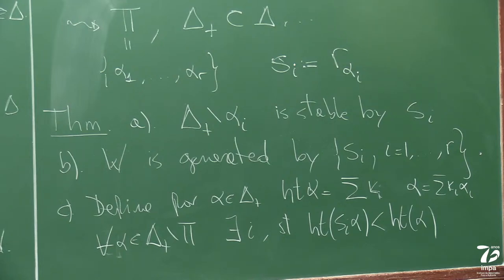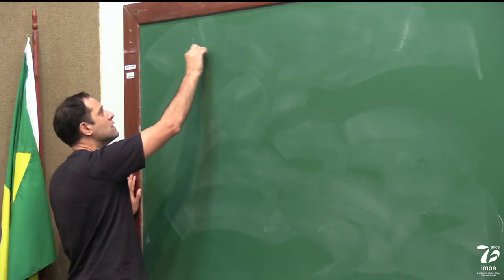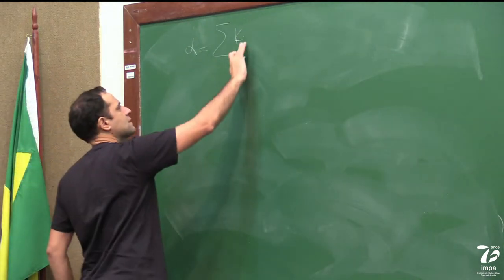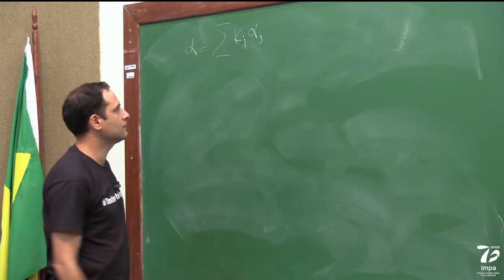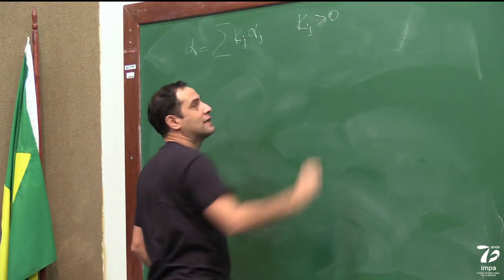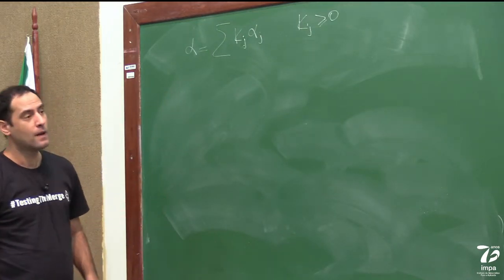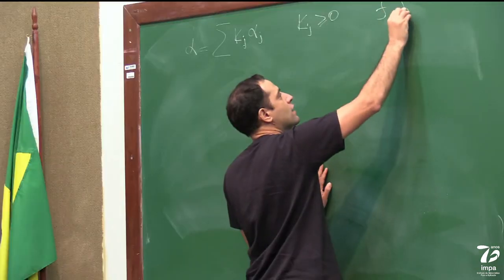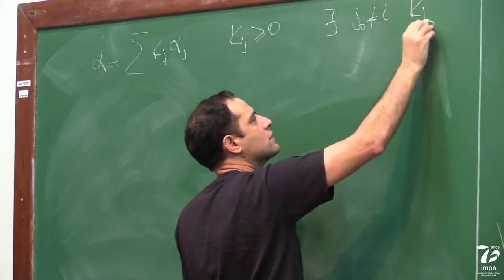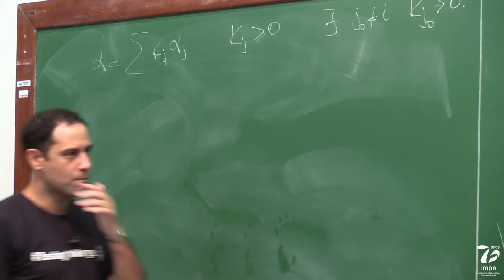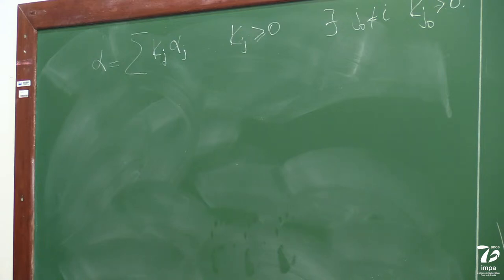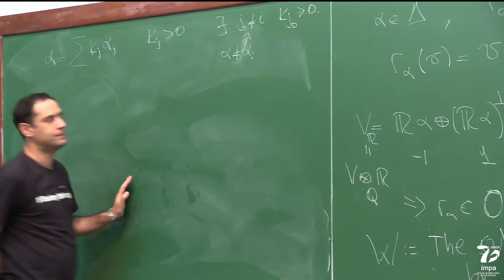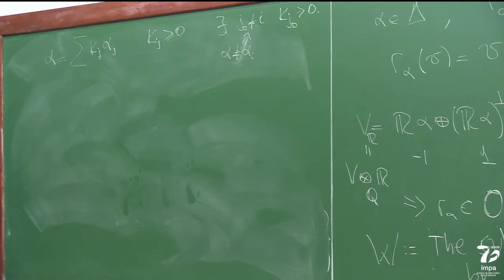Okay, so let's take the first one. We have our alpha, which is a positive root, so we can write it as a sum of kj alpha j, where all these kj are bigger or equal than 0, and at least one of them is non-zero. And moreover, since alpha is not alpha i, that means that there exists some j naught, different than i, such that k j naught is bigger than 0. That's because alpha is not alpha i. So it has at least one appearance of one other simple root.